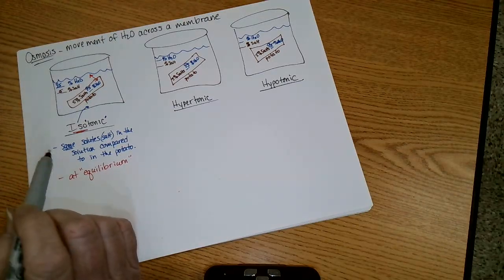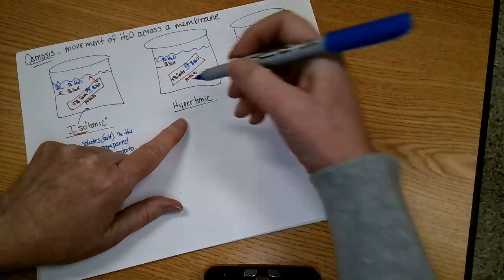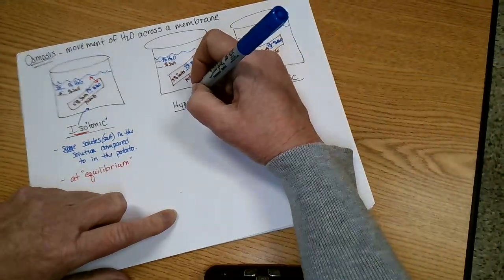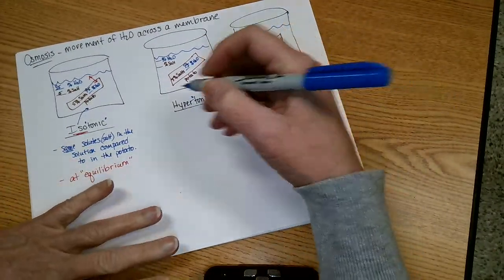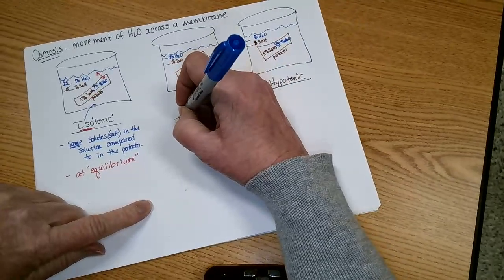Okay, now let's look at the next one. According to the definition of hypertonic, now think, if someone's hyper, they have a lot of energy. Well, in this case, hypertonic, we're going to have more solutes. So it's going to kind of be the same definition, except we're changing just one word.